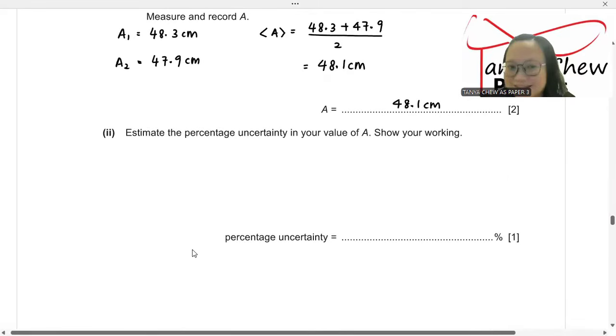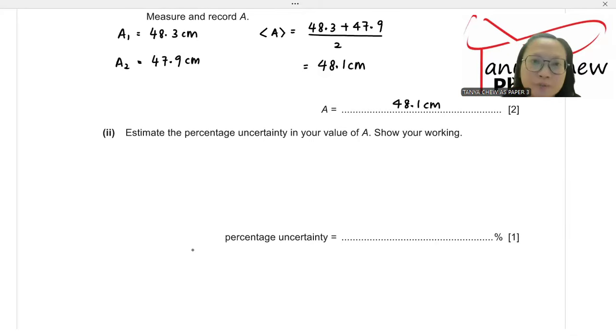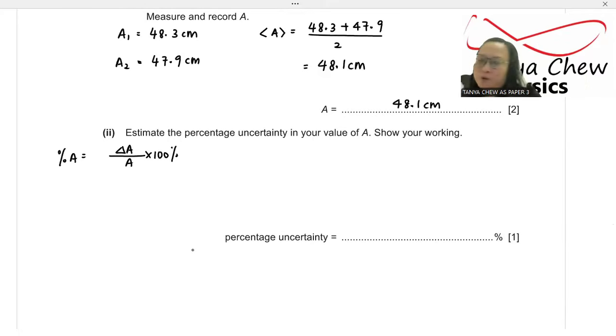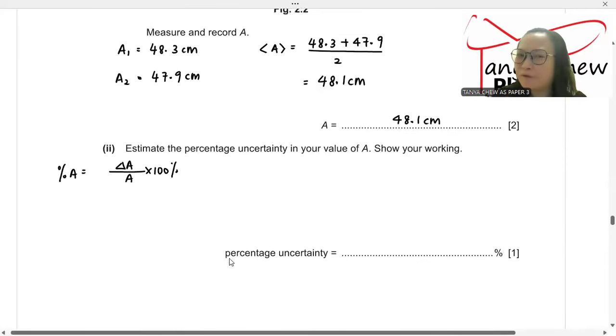And the second part, estimate the percentage uncertainty in your value of A. And you have to show your working. Do you still remember AS? You have learned about percentage uncertainty of A. It is delta A over A times 100%. So when we are asked to estimate the percentage uncertainty of A, you have to ask yourself, this is about you as the experimenter. When you conduct this experiment, how do you find this experiment?